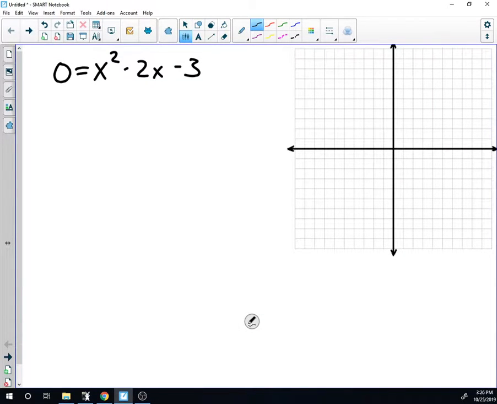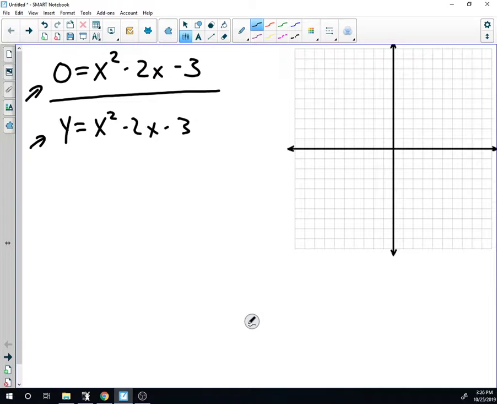I'm going to find the solution to this quadratic equation right here. I'm going to find the solution to that equation by graphing the quadratic y equals x squared minus 2x minus 3. The x values that make this thing 0 are going to be the values of that equation that make it true. So we know how to graph this.